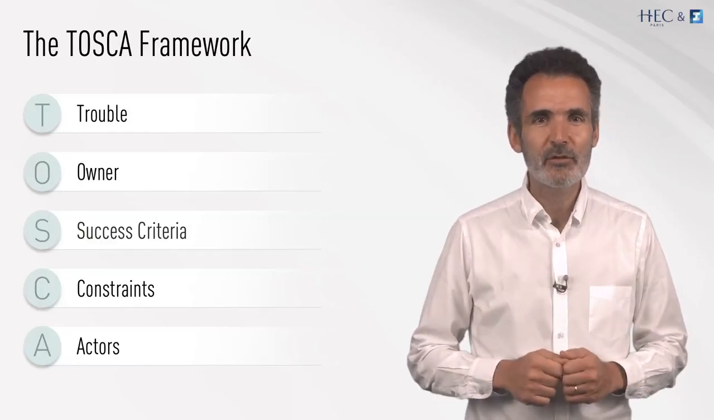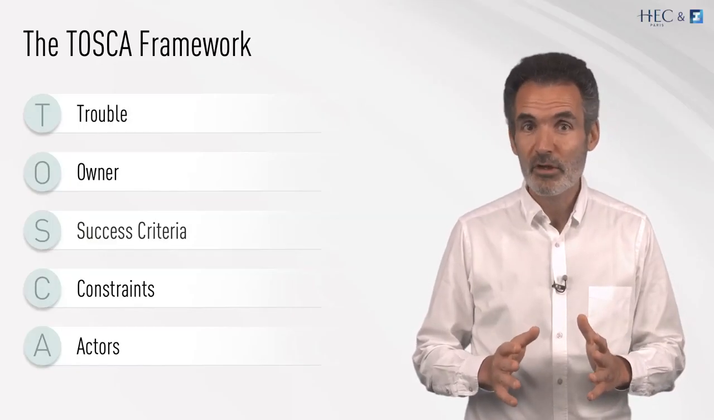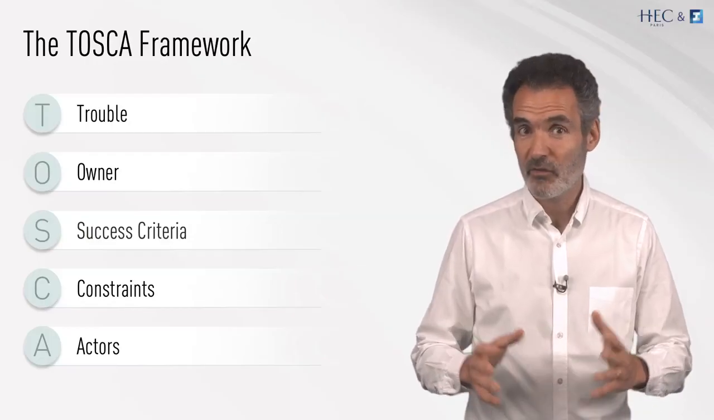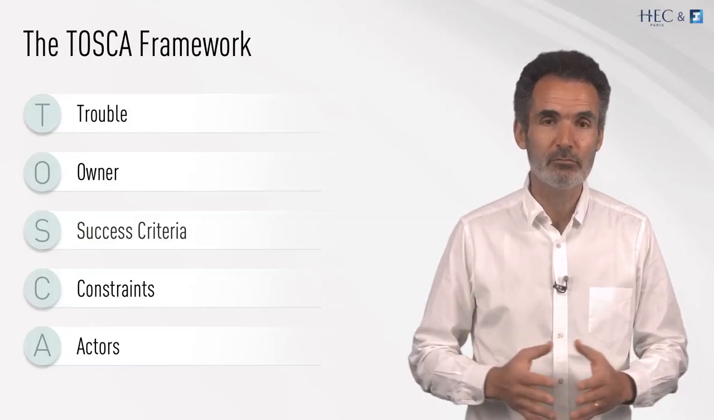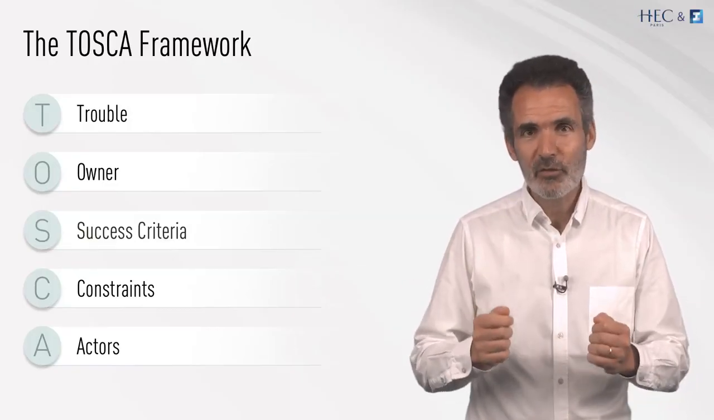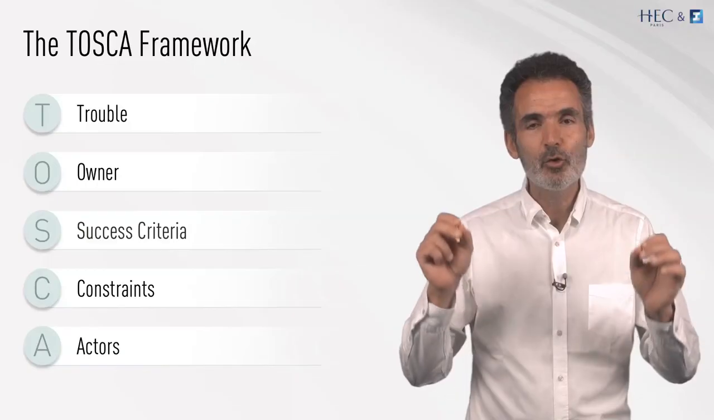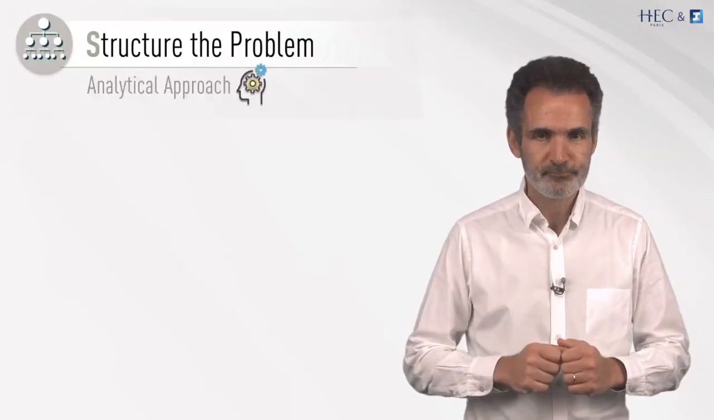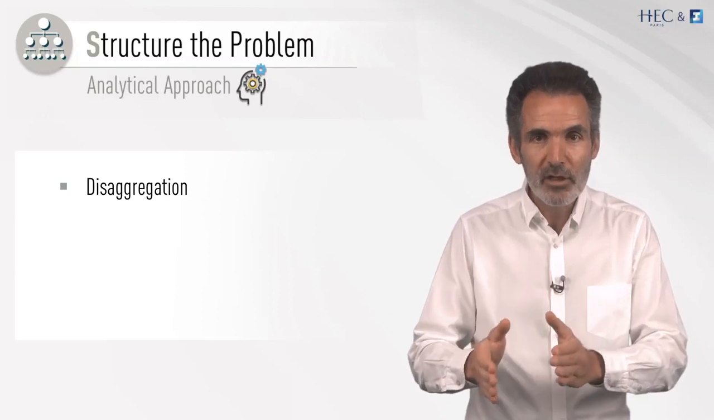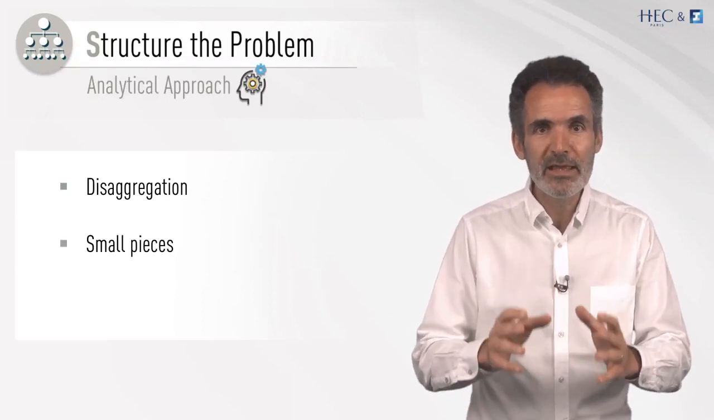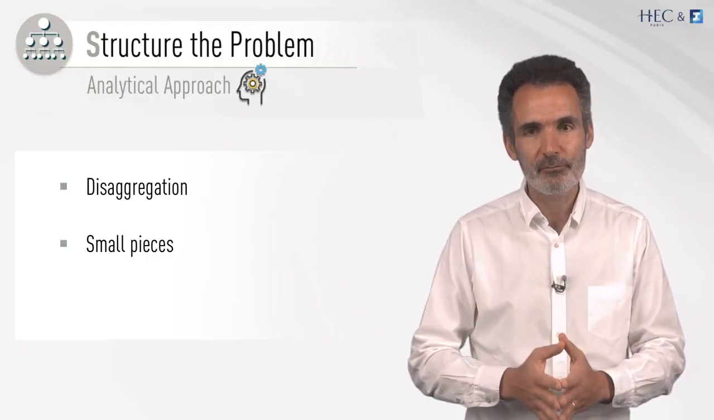Once the problem is stated, it's clearer, but it's not necessarily easier. It's still a big, hairy problem that can probably not be solved in one go. So the second phase in the 4S approach is to structure the problem. This means you will disaggregate it. You will break it down into smaller pieces that will later be solved through analysis.